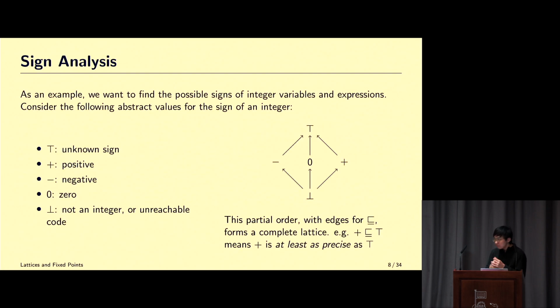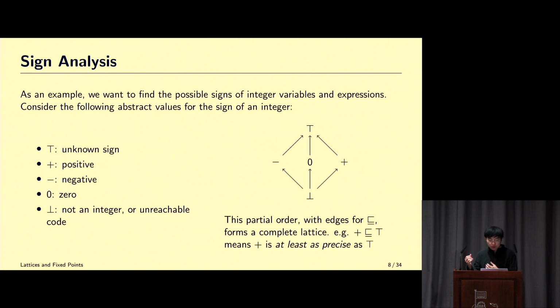So let's get to an example. We might want to find out, in this program, what are the possible signs of integer variables and expressions at each point in the program. So we define this partial ordering. We define these states, starting with unknown sign, and then we have positive, negative, and 0. And at the very bottom, it is either not an integer or just unreachable code. This diagram shows the partial ordering, with the edges being the binary relation.